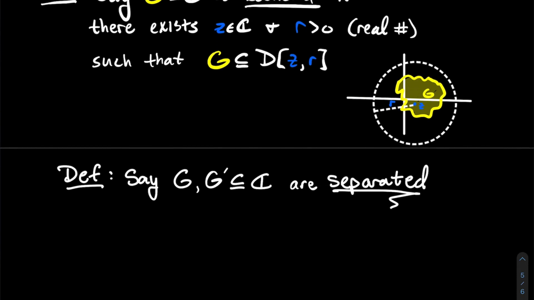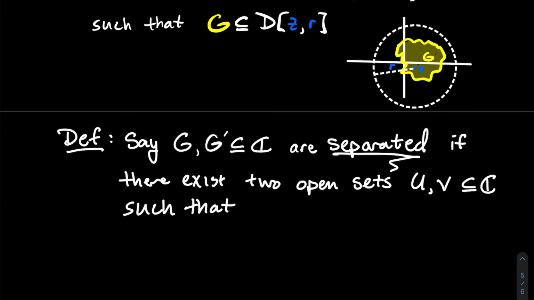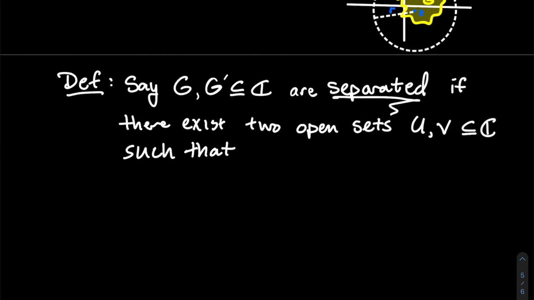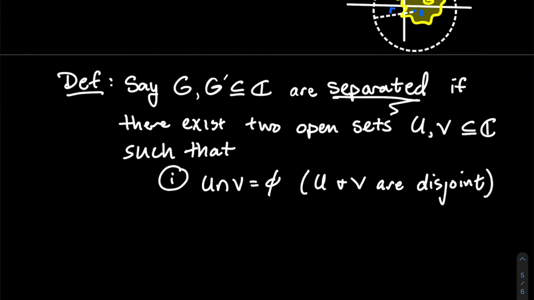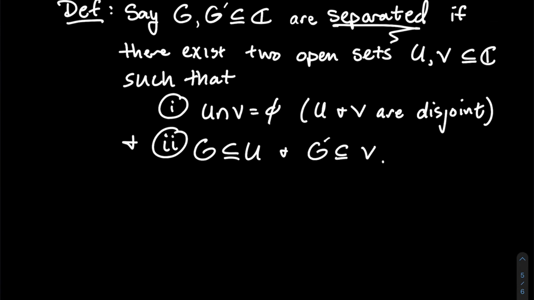We're going to say that two sets, G and G prime, so two subsets of the complex numbers, are separated if there exist two open sets, U and V, of the complex numbers, such that the following two things happen. So number one, those two open sets, U and V, their intersection is empty. And remember, a fast way to say that is to say that U and V are disjoint. And number two, G has to be contained in U, while G prime is contained in the other set, V. And so that's kind of the separating part there. So the first one says U and V themselves are kind of separated, but then the next part says that G lives in the basket U and that G prime lives in the basket V.